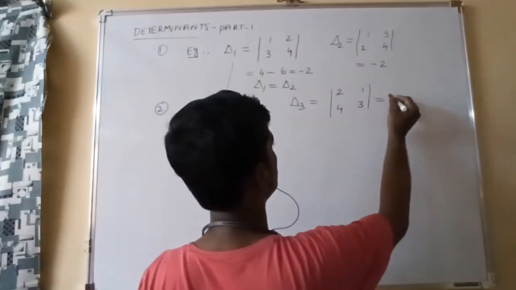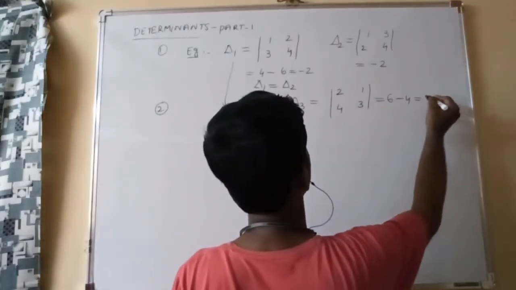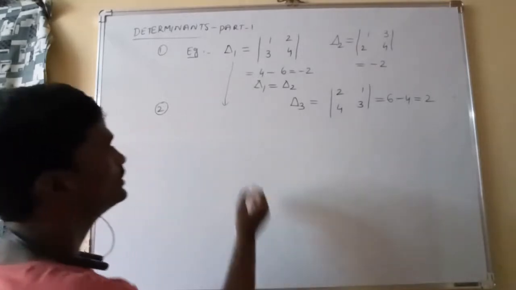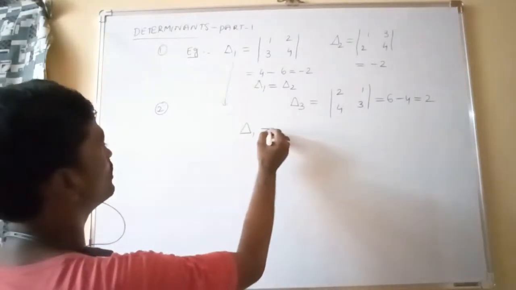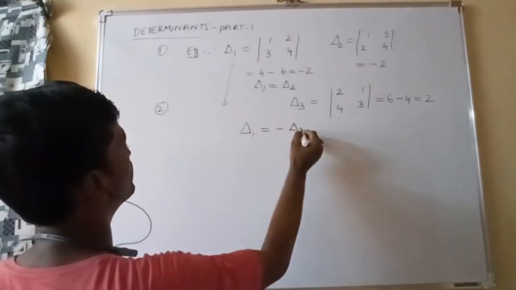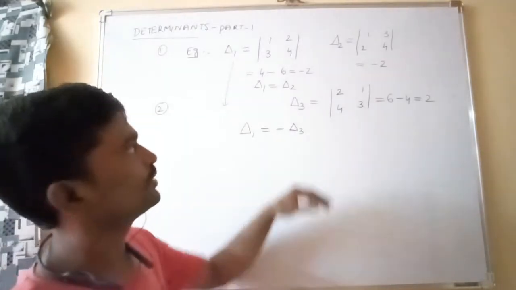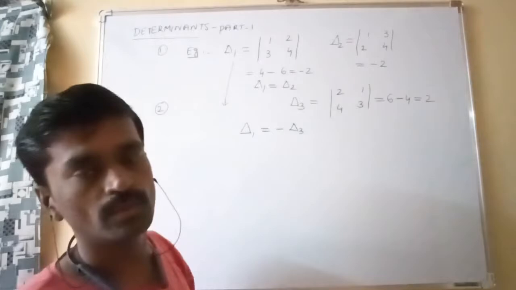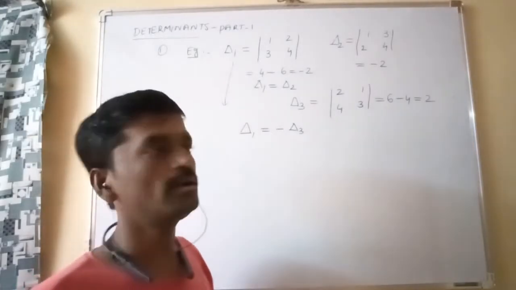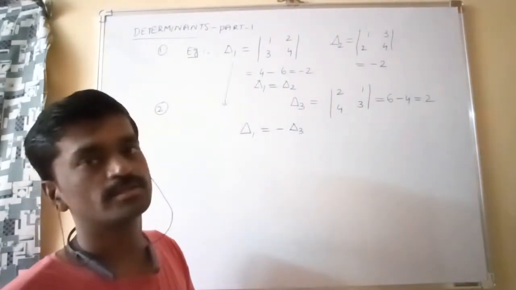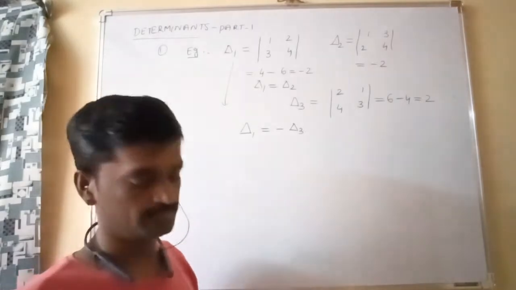2 3s are 6, 1 into 4, 4. So 6 minus 4, 2. Thus delta 1 is equal to minus delta 3. Suppose you take delta 4 by interchanging the first row and second row, then in that case also delta 1 is minus delta 4, the sign will be changed.